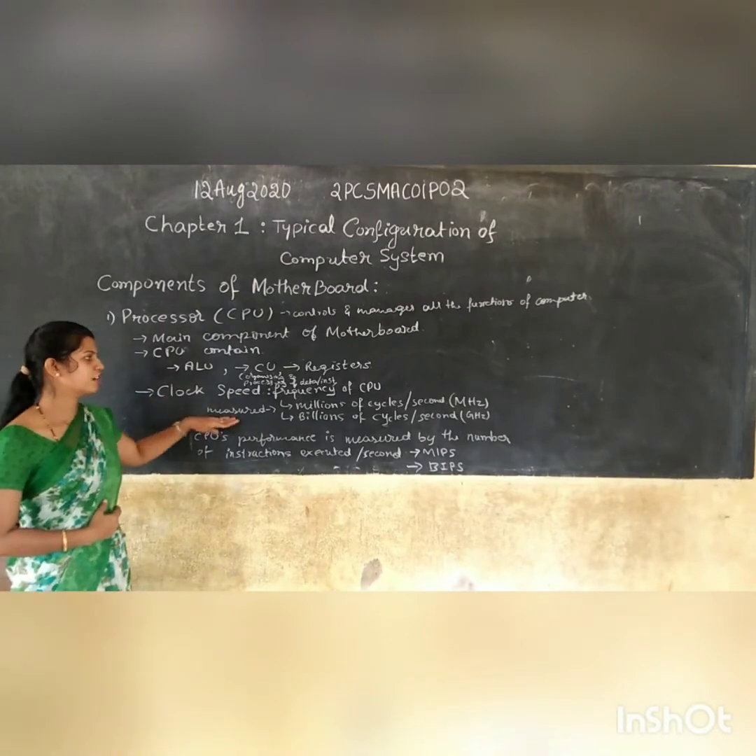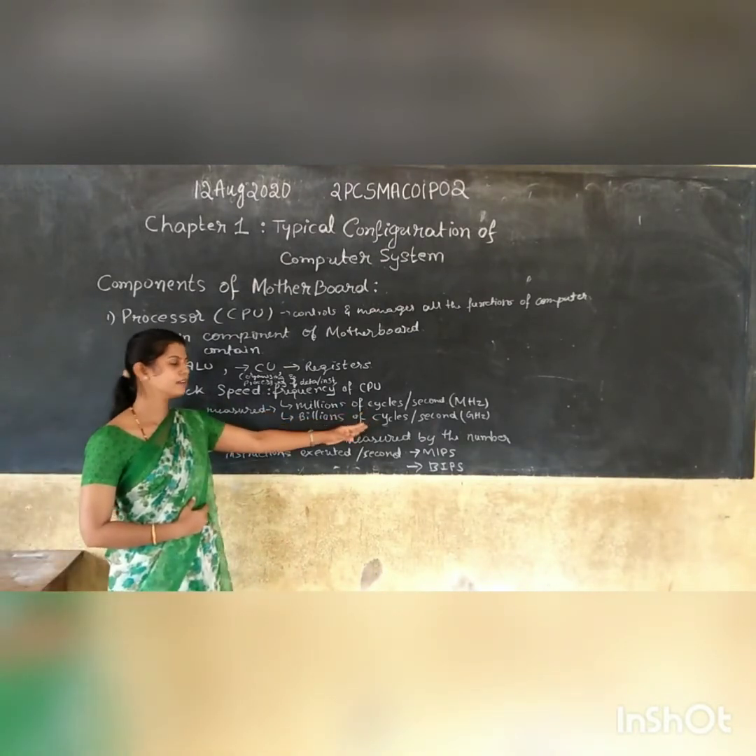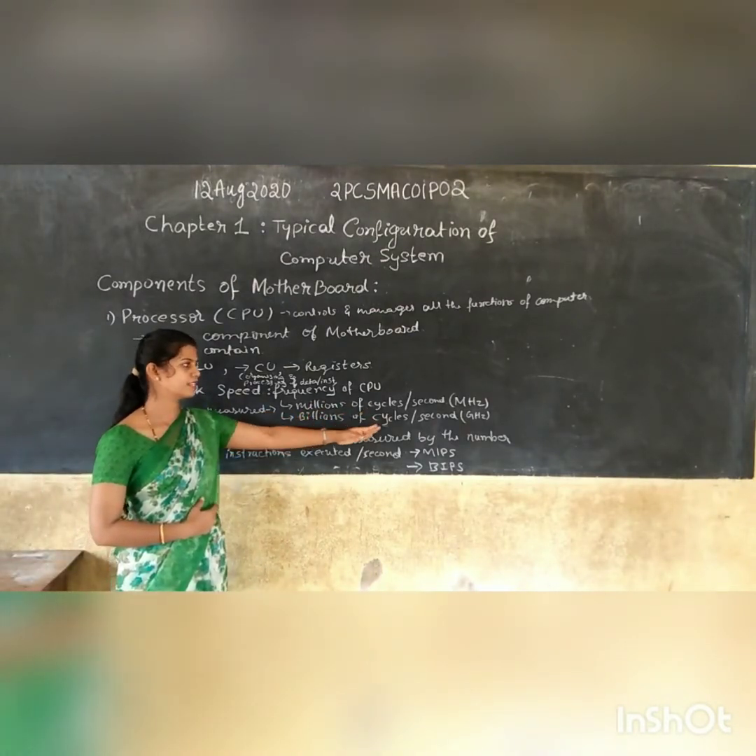Clock speed is measured in millions of cycles per second and billions of cycles per second.